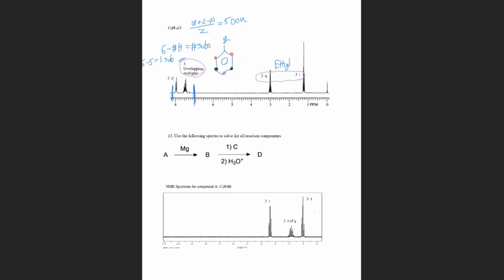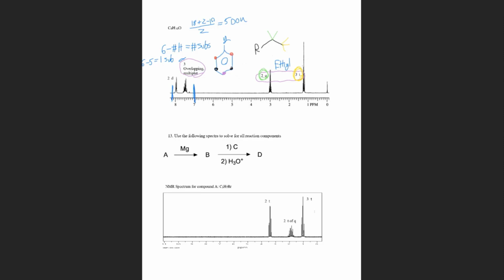So we should be expecting, can't use red. There's green, there's yellow. So we should be expecting R. 3 yellows, 2 greens. That's an ethyl because they're adjacent to each other. The 3 yellows split the 2 greens, creating a quartet. The 2 greens split the 3 yellows, making a triplet. So great, we know that we have an ethyl group.